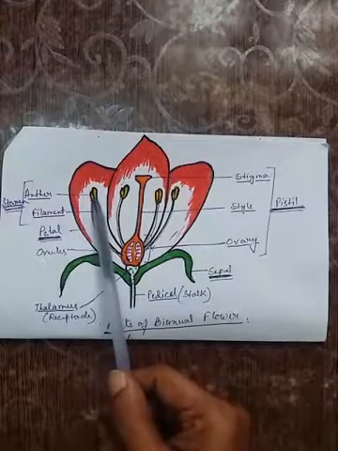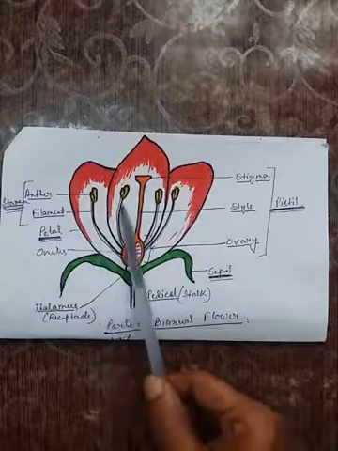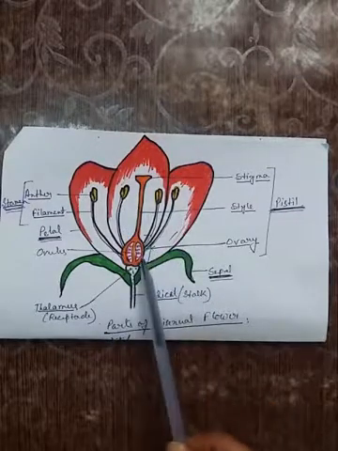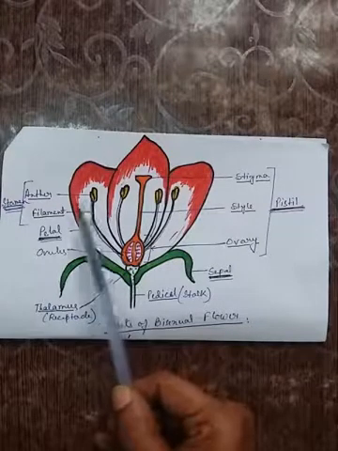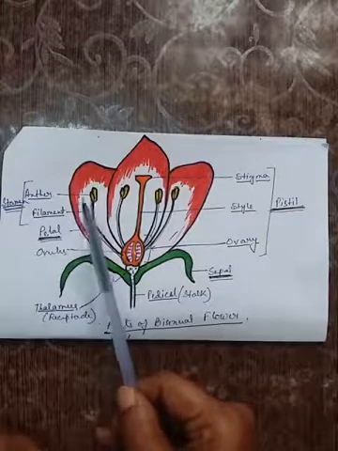This is the anther, this one is the filament. They are separate from each other. Here I am showing two lobes in the anther. It is the storage of the pollen grain.